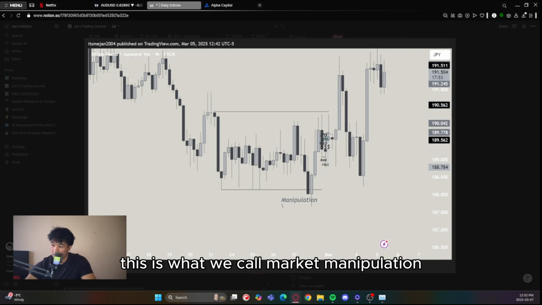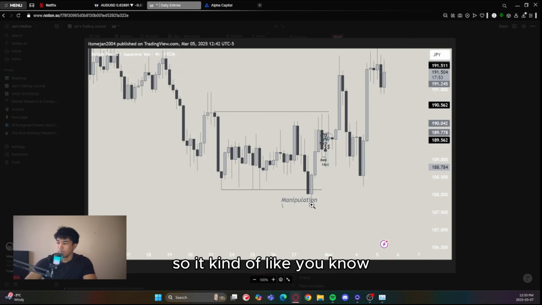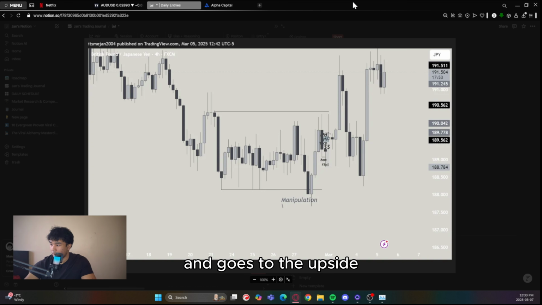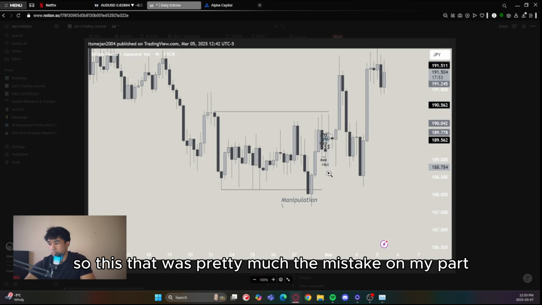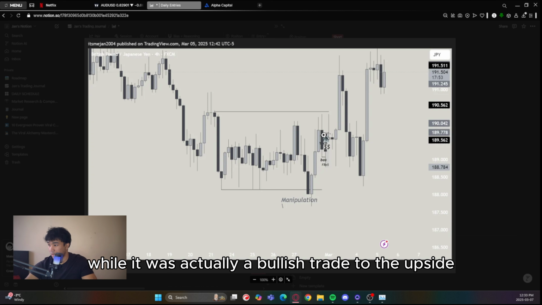But in this case, this is what we call market manipulation, where price sweeps the equal highs, taking out a lot of the liquidity, and after that price goes up instead of going down. So it does a whole Uno reverse card on these traders and goes to the upside. That was pretty much the mistake on my part. I failed to identify this price action here on the 4 hour, which unfortunately I took this trade while it was actually a bullish trade to the upside.